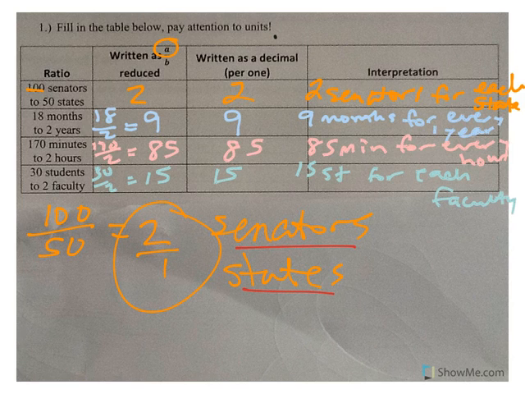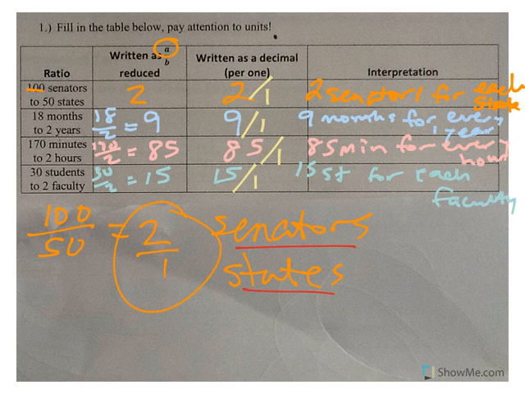So you see in each one of these, we have whole numbers. Now you can think of this as 2 to 1, 9 to 1, 85 to 1, 15 to 1 when you're talking about per 1. But what it comes down to when you look at your interpretation, we have 9 months for every 1 year, right? You might think of this maybe as jail sentences. You serve 9 months, it counts as a year. So there's 9 months for every 1 year, maybe something like that.